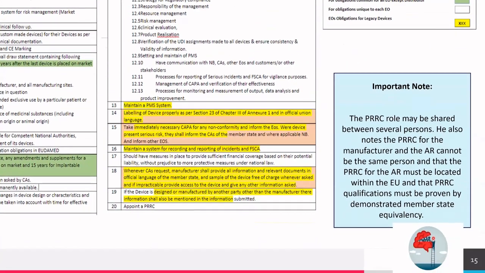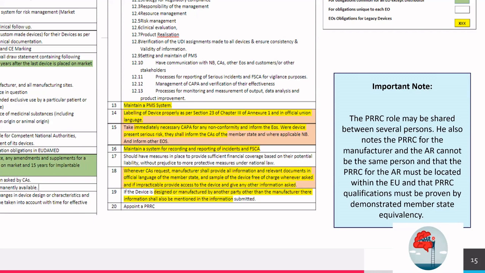Now, the important note here is the PRRC role may be shared between several persons. PRRC, person responsible for regulatory compliance, can be more than one person. Okay, so the PRRC for the manufacturer and the authorized representative cannot be the same person. There should be a PRRC for the manufacturer as well as the authorized representative, but both of them cannot have a common PRRC because of conflict of interest.